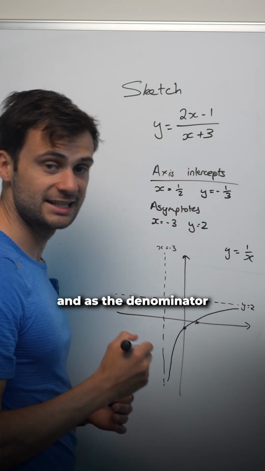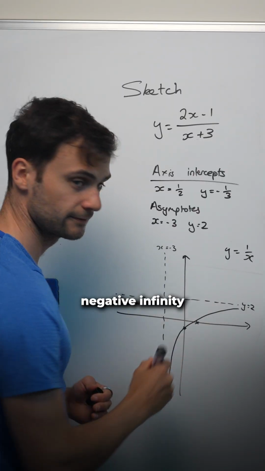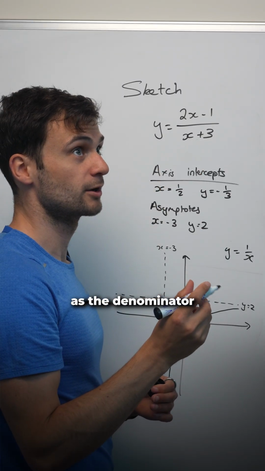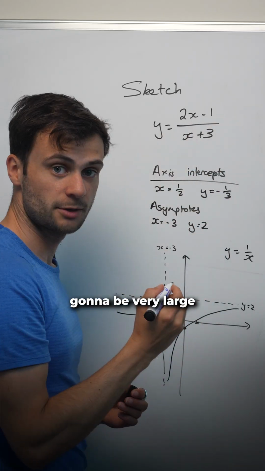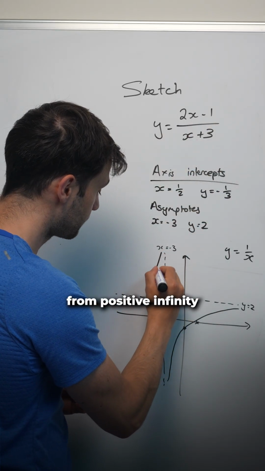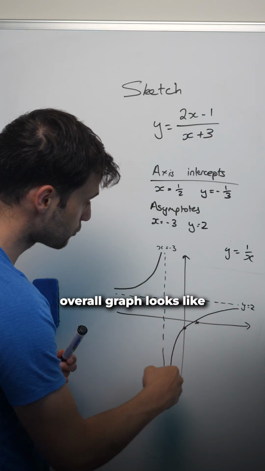As x gets very close to minus 3, the fraction is going to tend towards negative infinity. When x is slightly less than minus 3, the overall fraction is going to be very large, and it's going to come down from positive infinity towards the asymptote. So this is what our overall graph looks like.